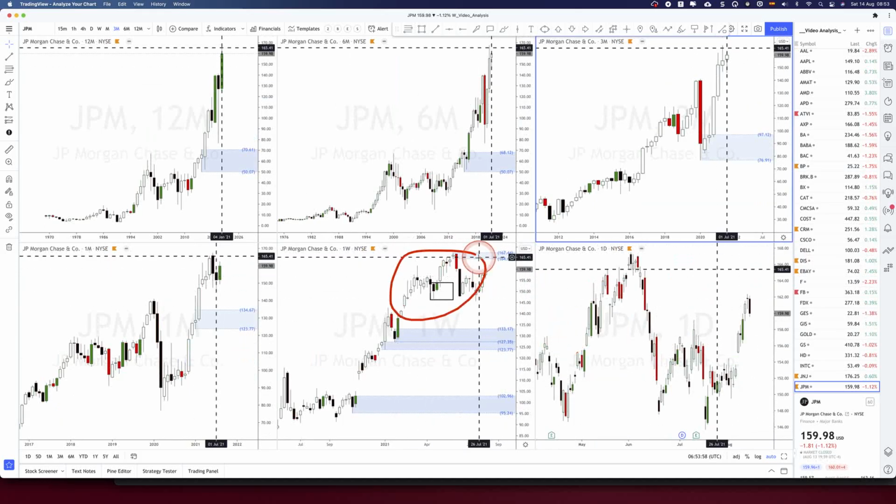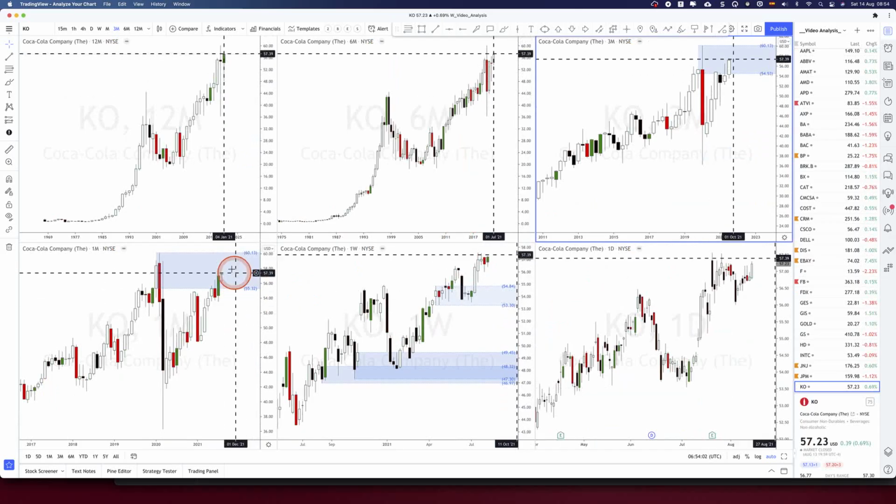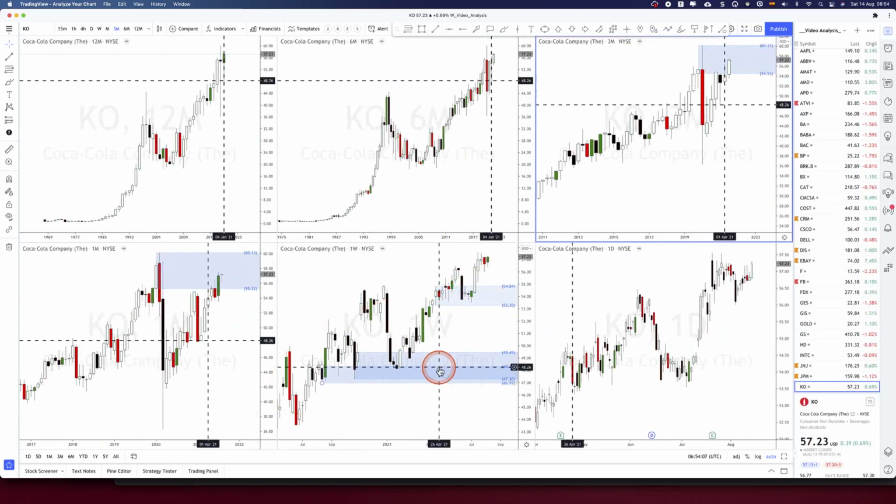The weekly is out of alignment, waiting for a retracement to the monthly or new strong demand levels. Coca-Cola, attacking that area of supply, expecting its elimination, with all these levels of demand playing out on the weekly.